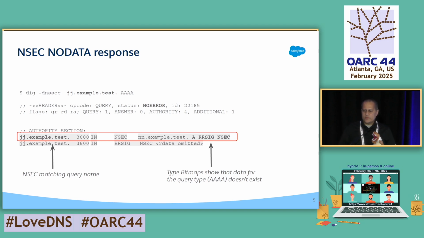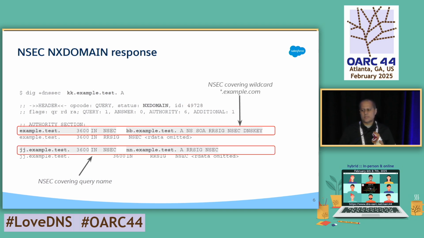Okay, so I'm going to skip over the NODATA example because it's easy and move on to NXDOMAIN, which is a bit complicated. So here we're trying to demonstrate that the name kk.example.test does not exist. And in the general case, you need two NSEC records to do this. The first one, the one at the bottom, covers the actual queried name to demonstrate that it doesn't exist because KK fits between JJ and NN. And the one above it is also needed, which covers the wildcard, which, if it existed, could have synthesized a response to that query.